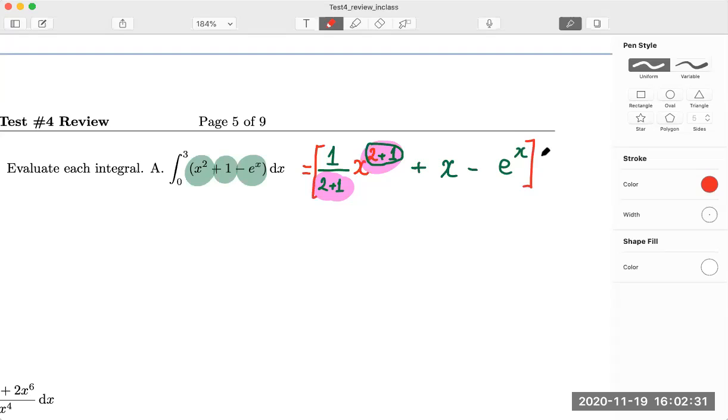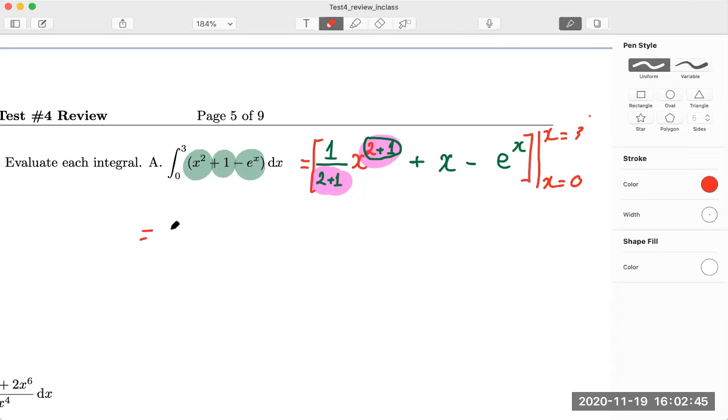This is the definite integral. Therefore, we need to evaluate the value from x equal to the lower limit up to x equal to the upper limit here, right? 3. So, which will be the evaluation of 1/3 x cubed plus x minus e to the x when x is equal to 0 and x is equal to 3.